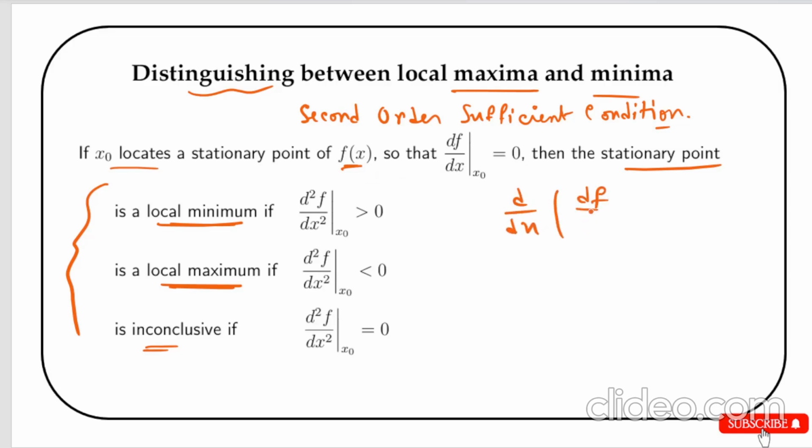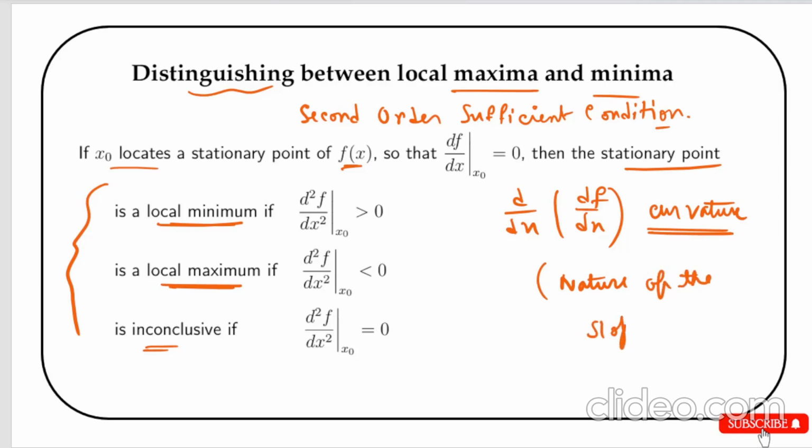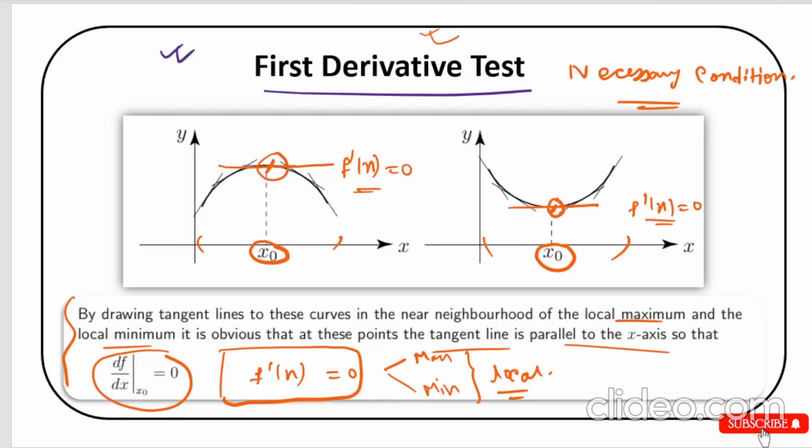Now why this is so, if you have seen my video earlier, I told you the second derivative, d/dx of df/dx, gives you the curvature of the function, or it gives you the nature of the slope of the function. Second order derivative gives you the curvature of the function, that is the nature of the slope of the function.